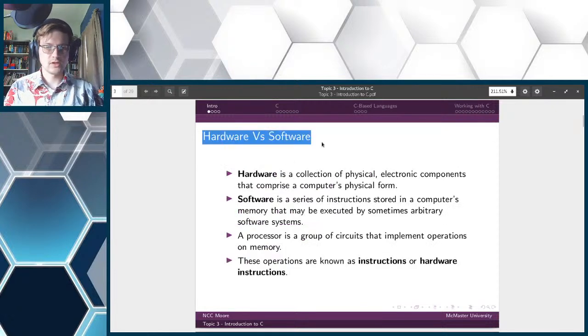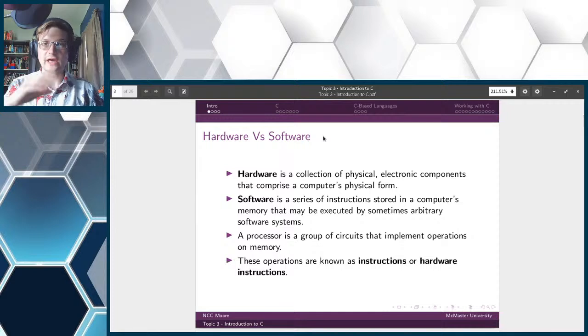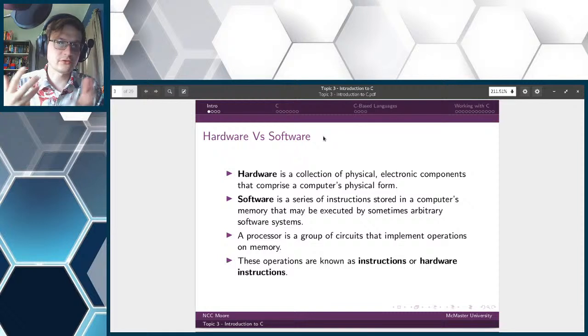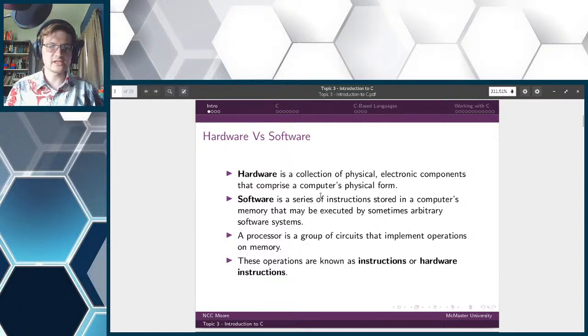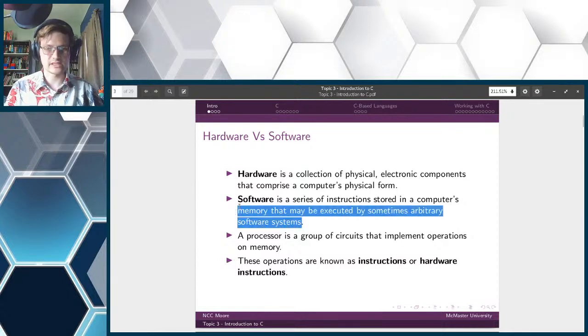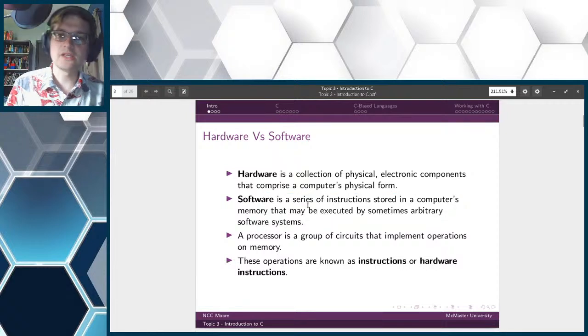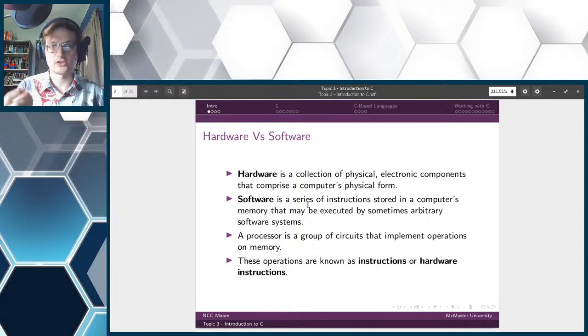So, hardware versus software. You probably already know this, but we'll go over it anyway. This is important for framing the idea. Hardware is a collection of physical, electronic components that comprise a computer's physical form. Software is a series of instructions stored in a computer's memory that may be executed by sometimes arbitrary software systems. So, we're really trying to conceptualize software as a series of instructions.